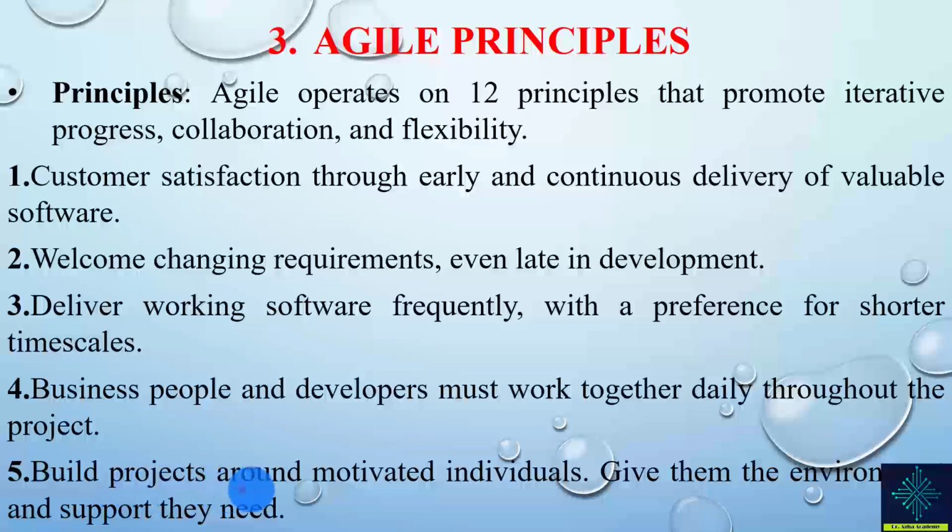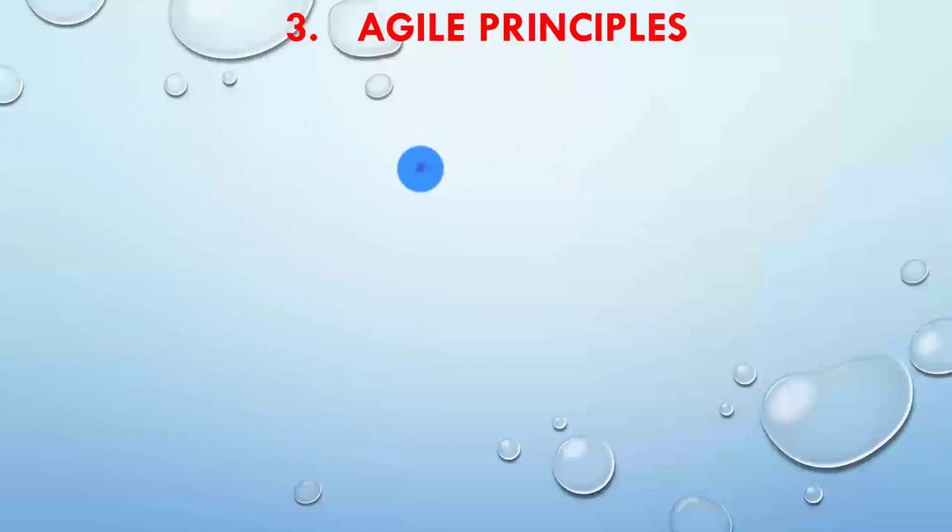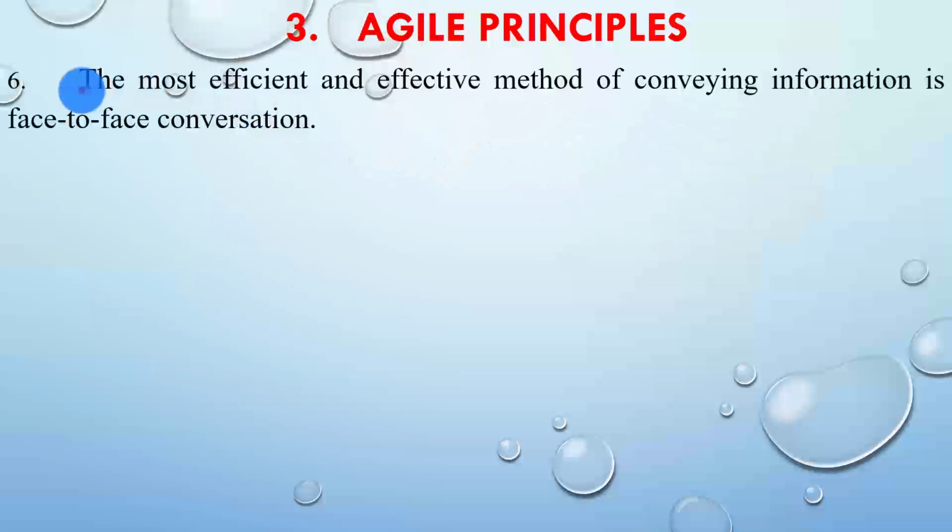Number five, build projects around motivated individuals and give them the environment and support they need. This is very important: we build our teams and then build the projects around these teams, the individuals and the teams, and we build them the environment that's suitable for them, and we give them full support as they need. We'll continue with number six.